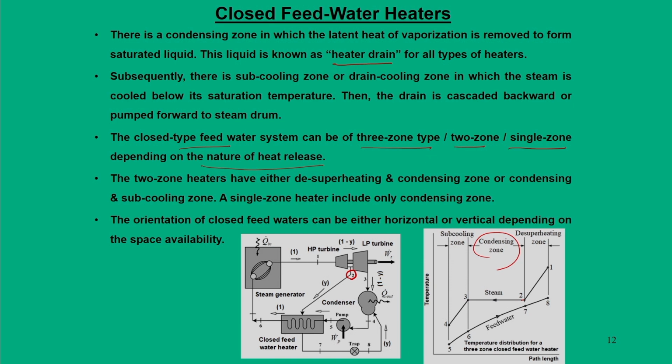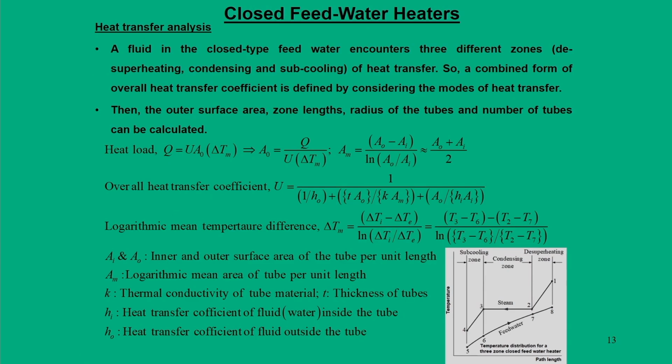And the orientation and location should be at par, either vertical or horizontal positions, depending on the availability of the pressure line. That is, if it is a high pressure line, whether the feed water heater has to be operated in connection with the high pressure turbine or low pressure turbine, that depends on the location and space availability for the power plant system unit. Now, let us see some of the heat transfer concepts.